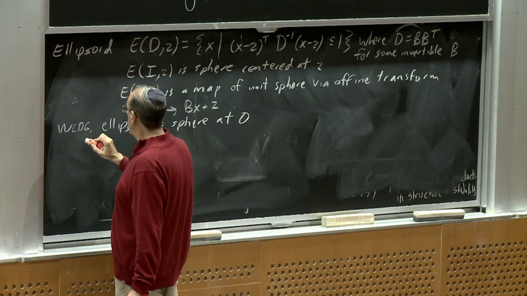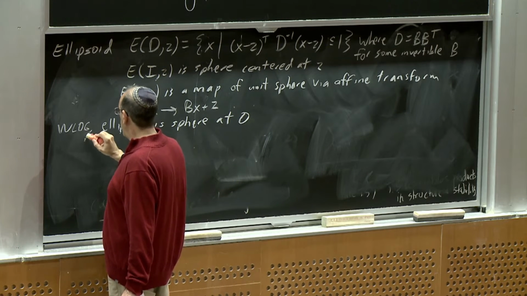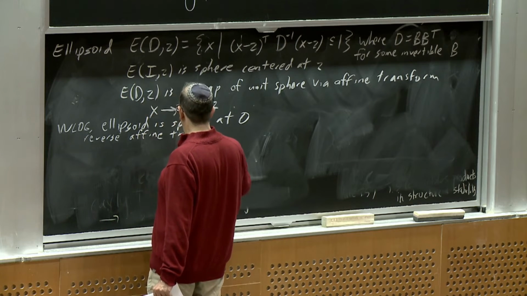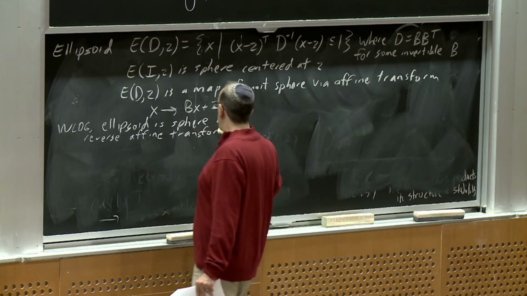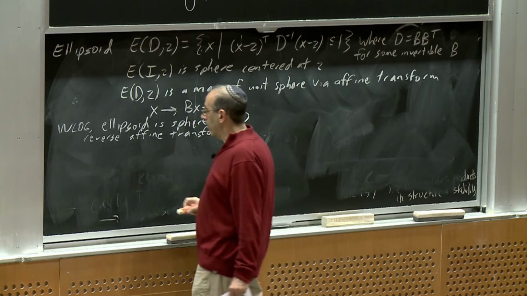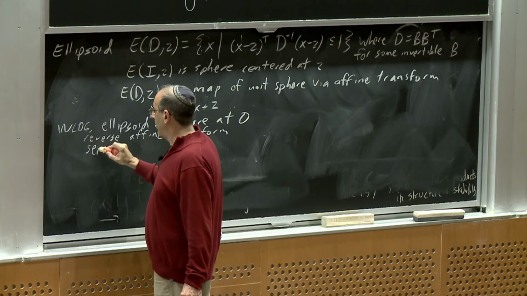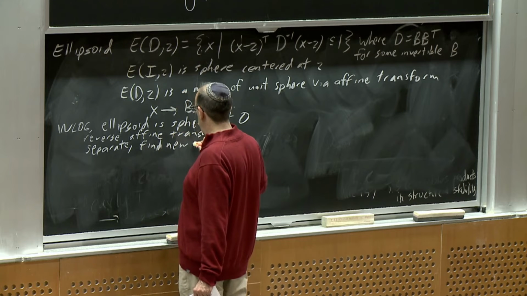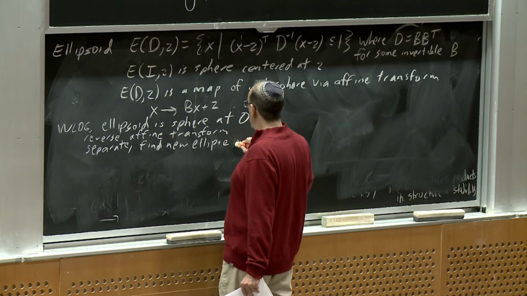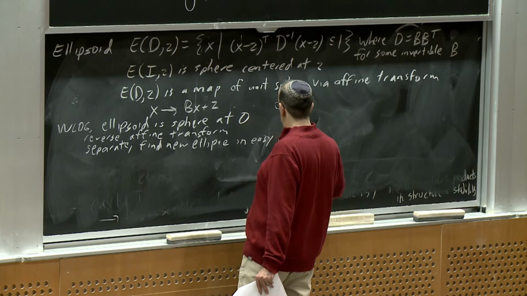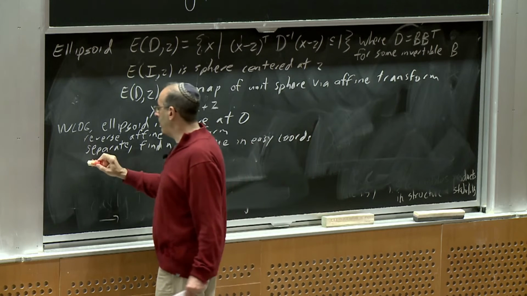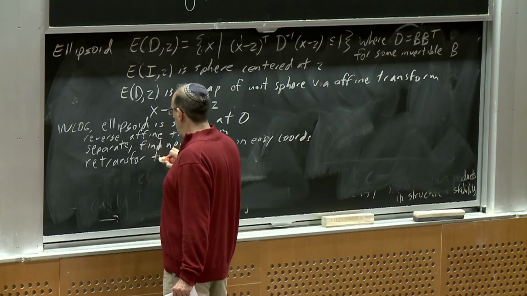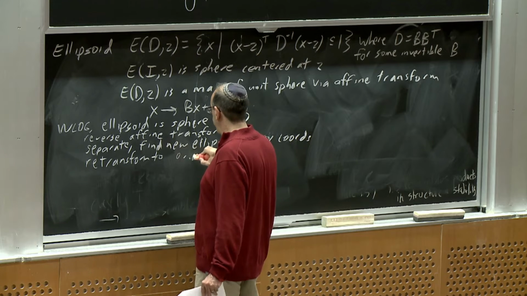Because what we can do is reverse the affine transformation that represents the current ellipsoid. We can separate and find the new ellipse in the easy coordinates, and then we can retransform to the original coordinates.